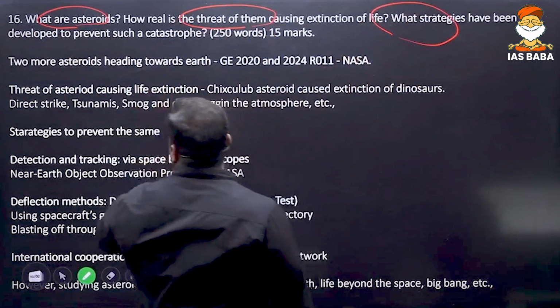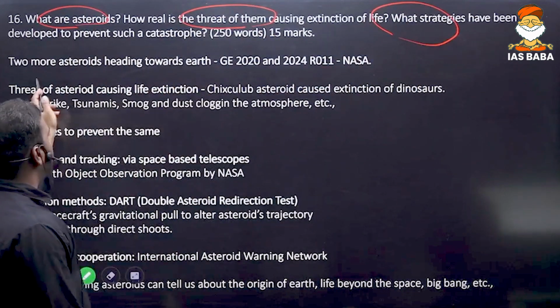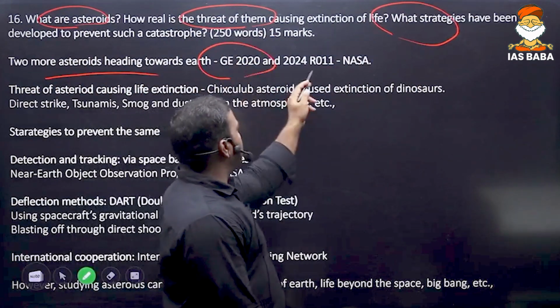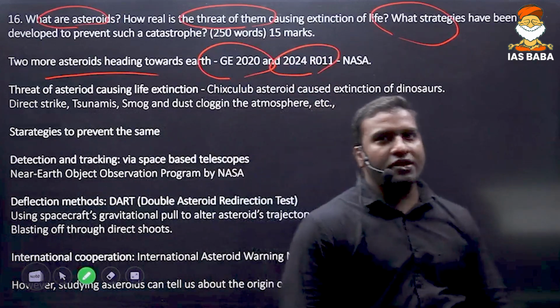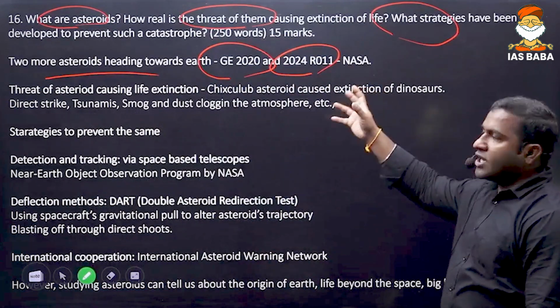Yes, now two more asteroids are heading towards Earth. Friends, 2020 G and 2024 RO11. NASA has said these two are heading towards the Earth.